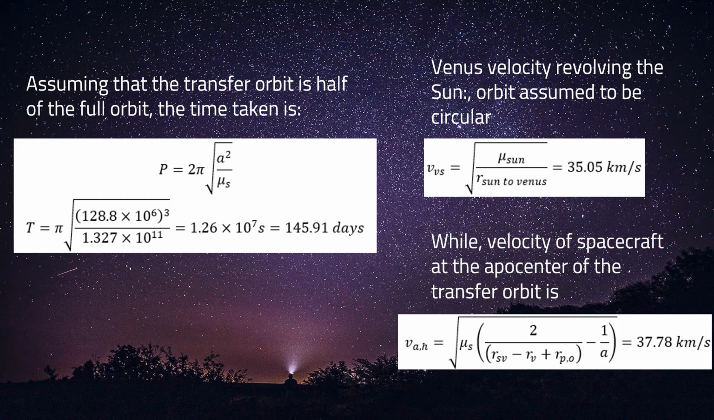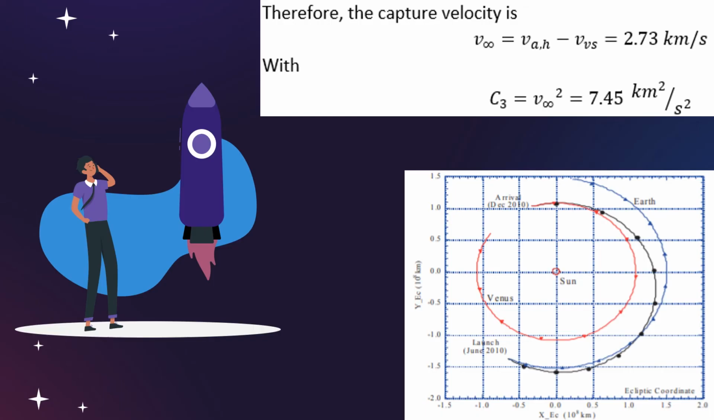while the velocity of the spacecraft at the apocenter of the transfer orbit is equal to 37.78 km per second. By that calculation, we can find the capture velocity, which equals 2.73 km per second with C3 of 7.45 km squared per second squared. On the bottom right, we have the illustration of the heliocentric or transfer orbit of the Akatsuki from the parking orbit of Earth into the Venus orbit.